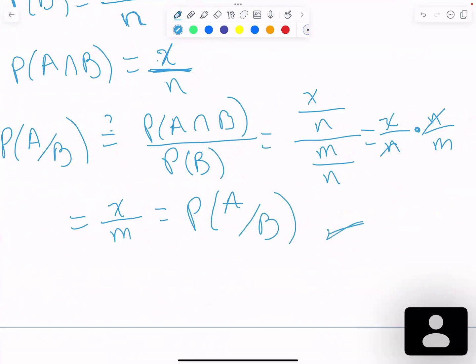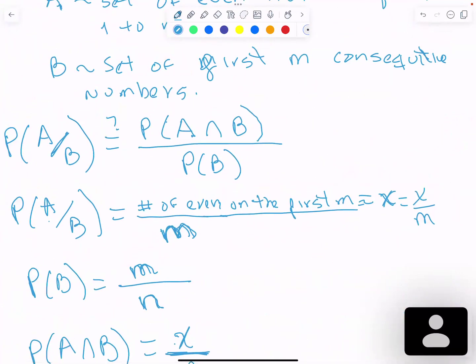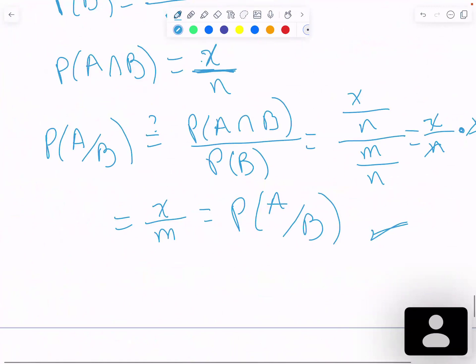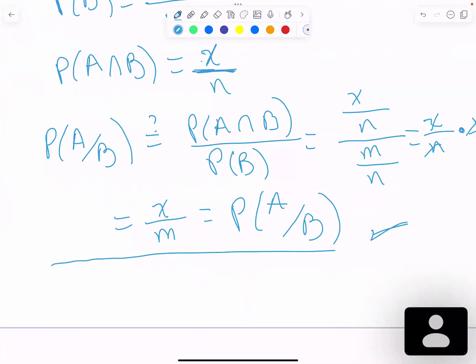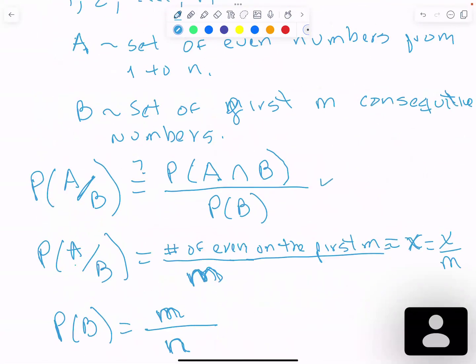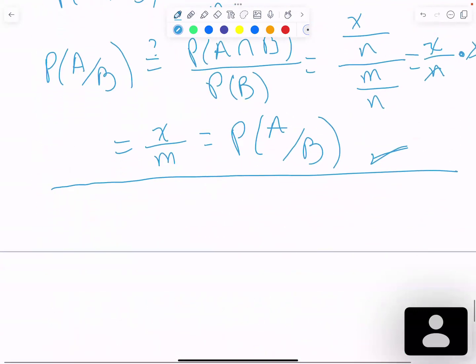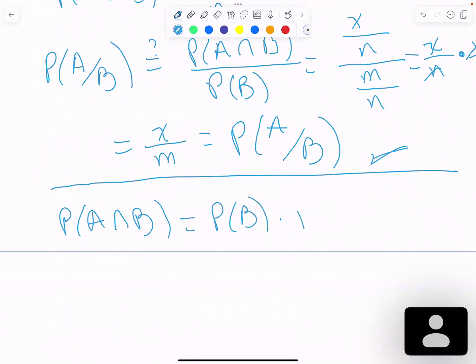Now we proved that this is true, because I did an example. It doesn't matter if they are consecutive numbers or balls. This is a particular way of proving that the conditional probability formula is true. Also from here, we can say that the probability of A intersection B is the probability of B times the probability of A given that you are in B. We proved that at the same time. Thank you.